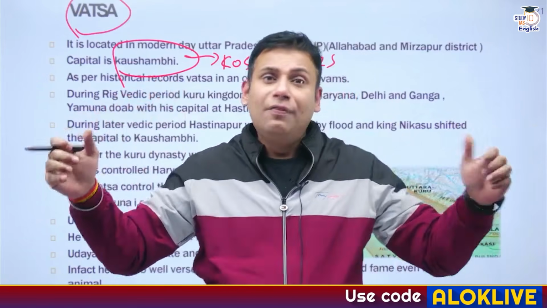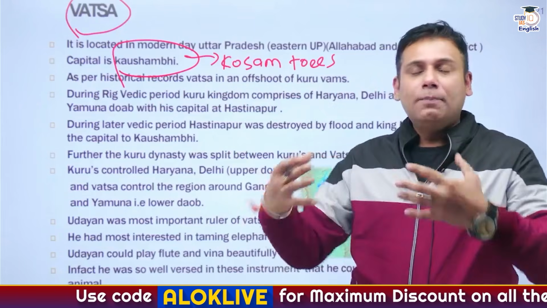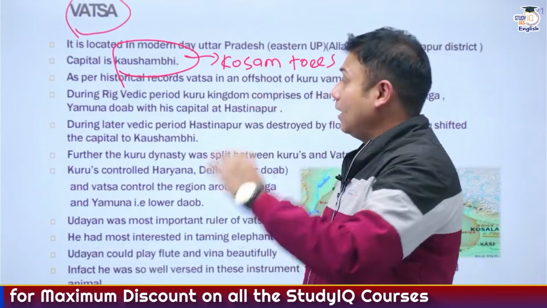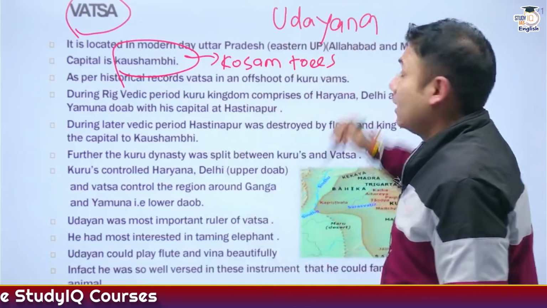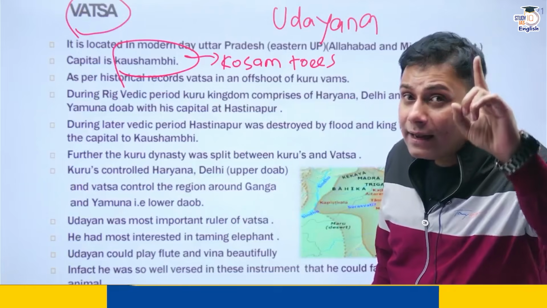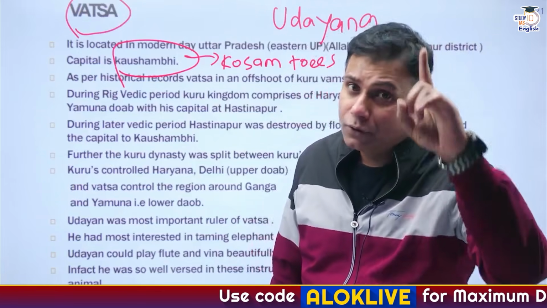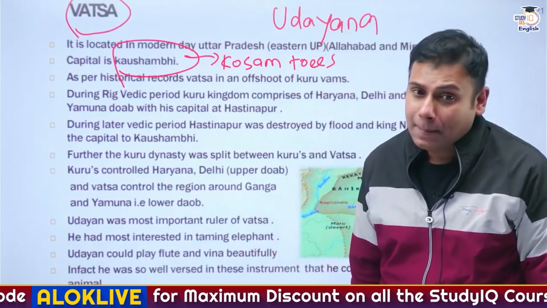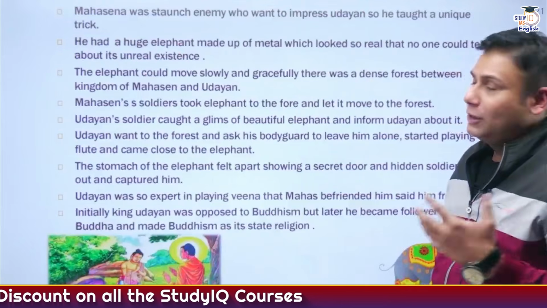Now, as per historical scriptures, the most important ruler of Vatsa Mahajanpad was Udayan. I repeat, the most important ruler was Udayan. I have said Udayan, guys, not Udayin. Udayin was the ruler of Patliputra. Udayan was the ruler of Vatsa Mahajanpad. Now, there's a beautiful and interesting story about Udayan.